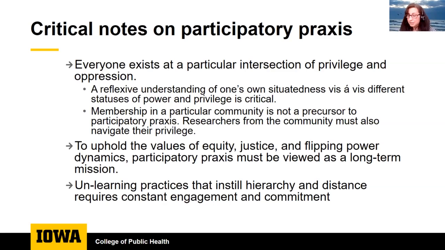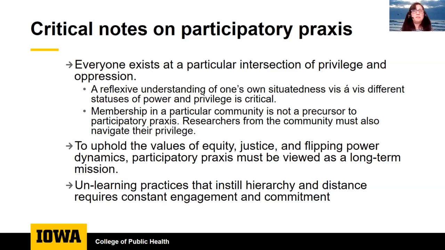Second, in order to uphold the values of equity and justice and flipping power dynamics, participatory praxis must be viewed as a long-term mission. And finally, as mentioned previously, unlearning practices that instill hierarchy and distance requires constant engagement and commitment.